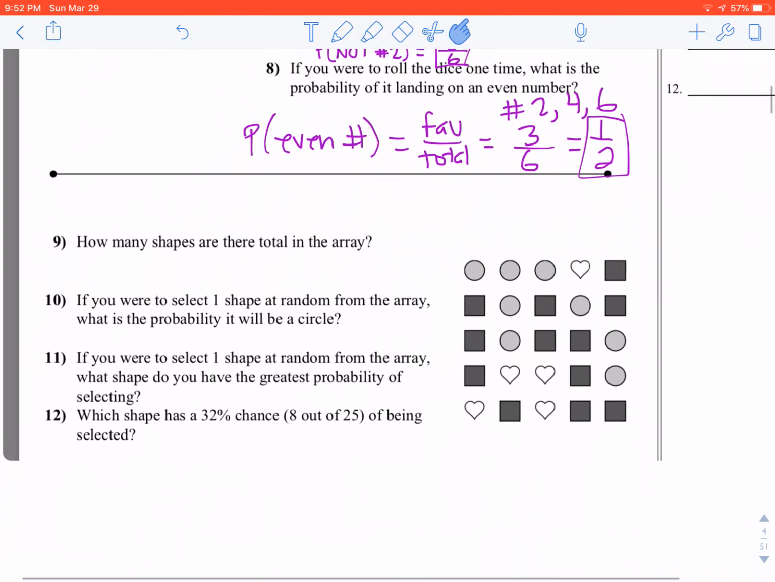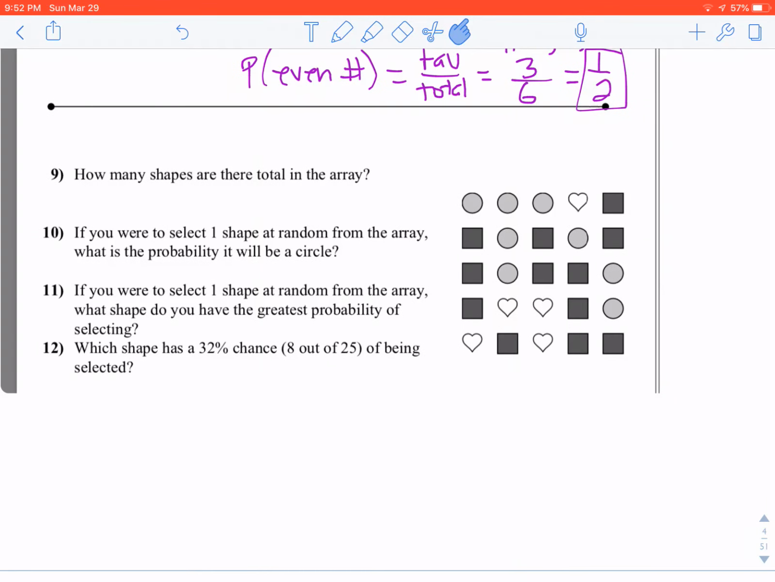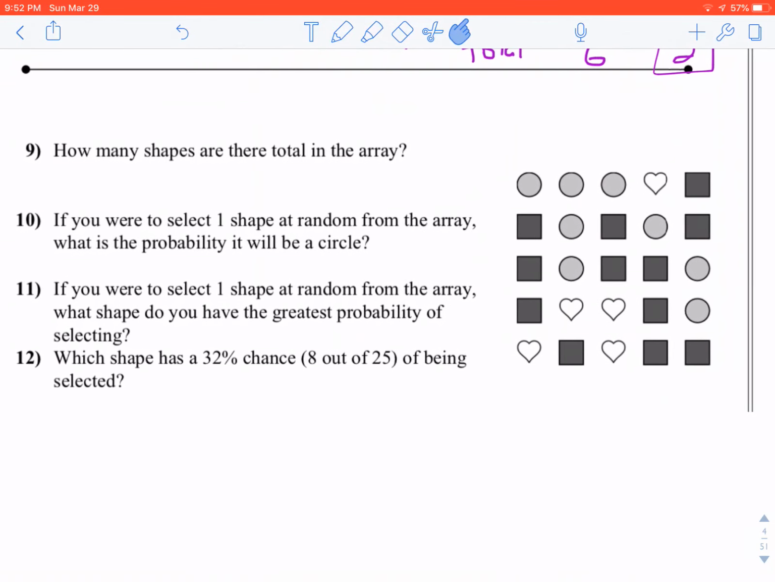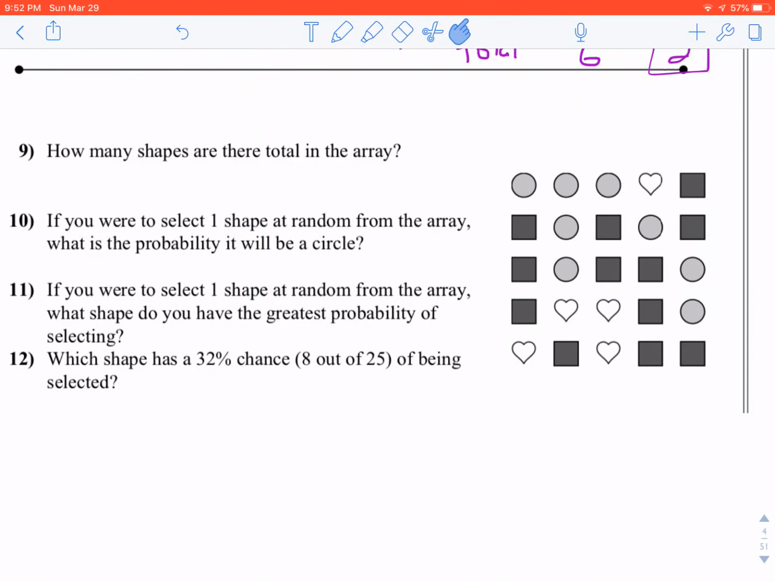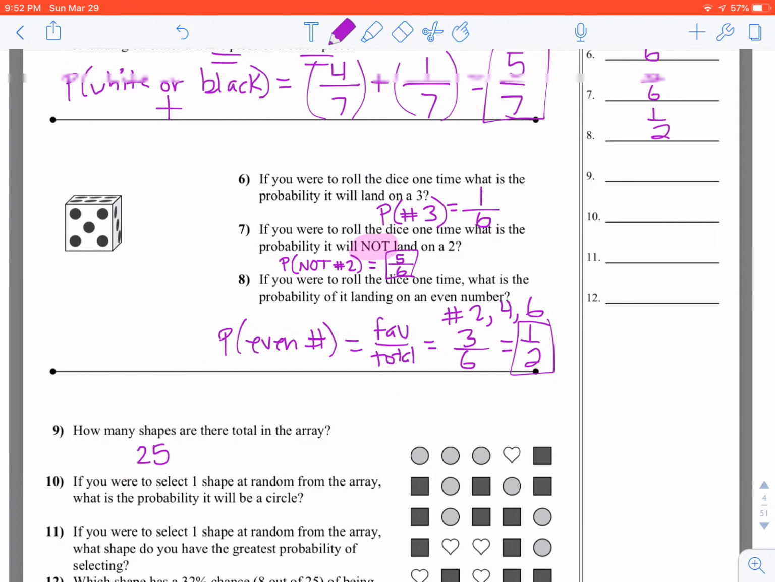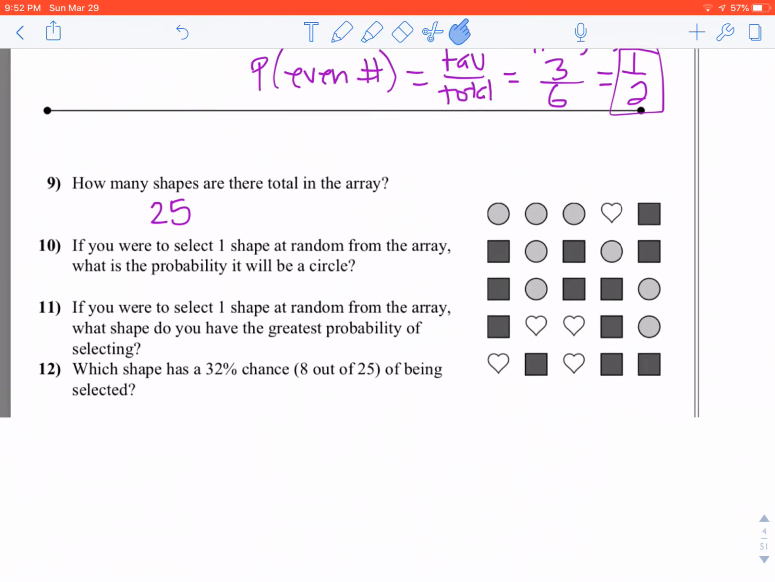One more set of problems that I want to review for this section is anytime you're given shapes or a diagram of something, you can still find probability of the items that they give you. So number 9 is asking how many shapes total are in the array. Take a minute, I want you to count the shapes that are in there. Okay, there's 25. That's our total that we're using. So make sure you write that back up on our answer line up here. That's our total we're going to use for 10, 11, and 12.